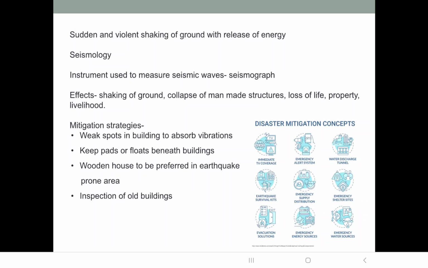Then there is damage to man-made structures, or collapse of man-made structures such as buildings. Bridges collapse. There is loss of life and general property. People living in buildings are at a greater risk. A lot of money is spent on building this infrastructure, and in seconds there is loss of public property. Also there is loss of life. Many people die, thousands of people die in an earthquake.